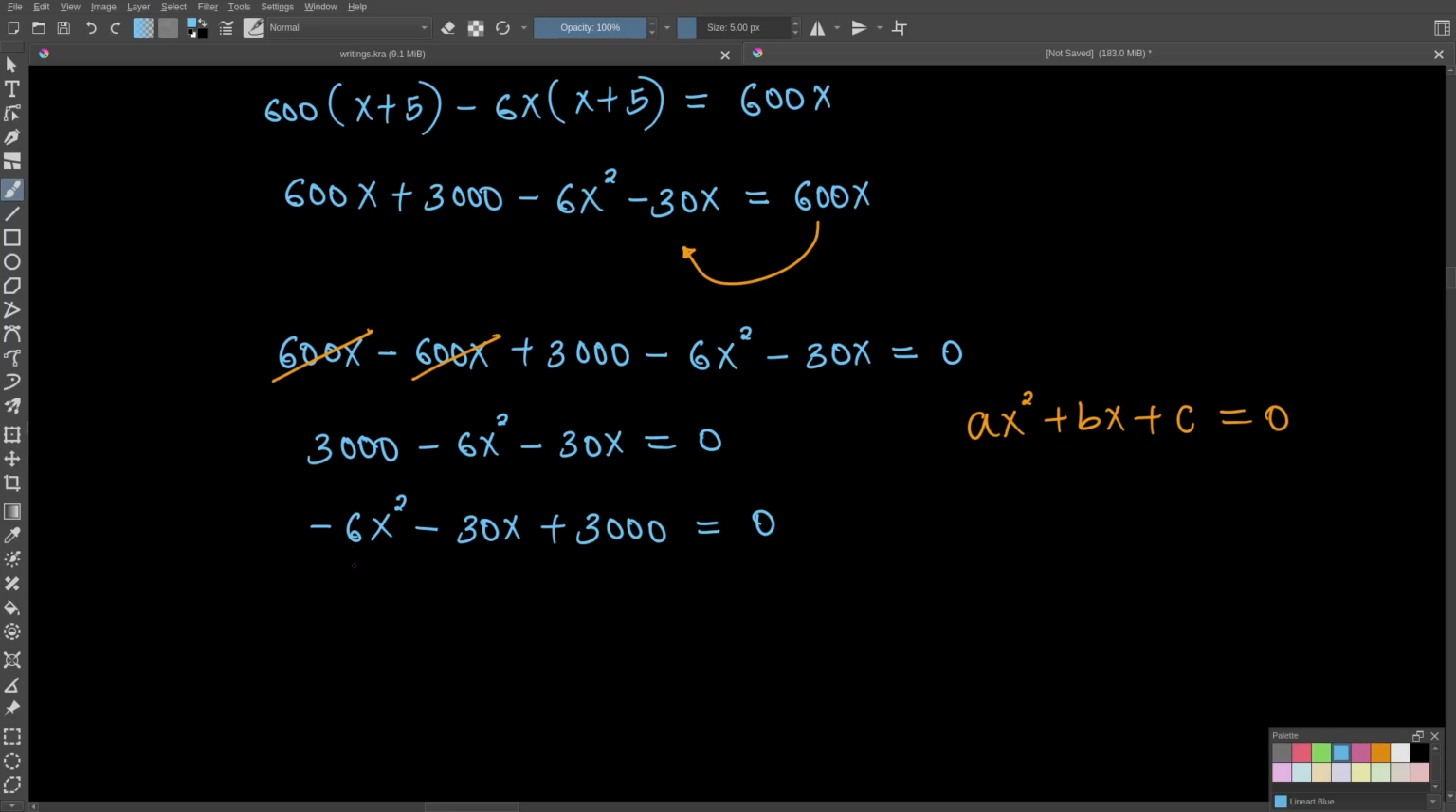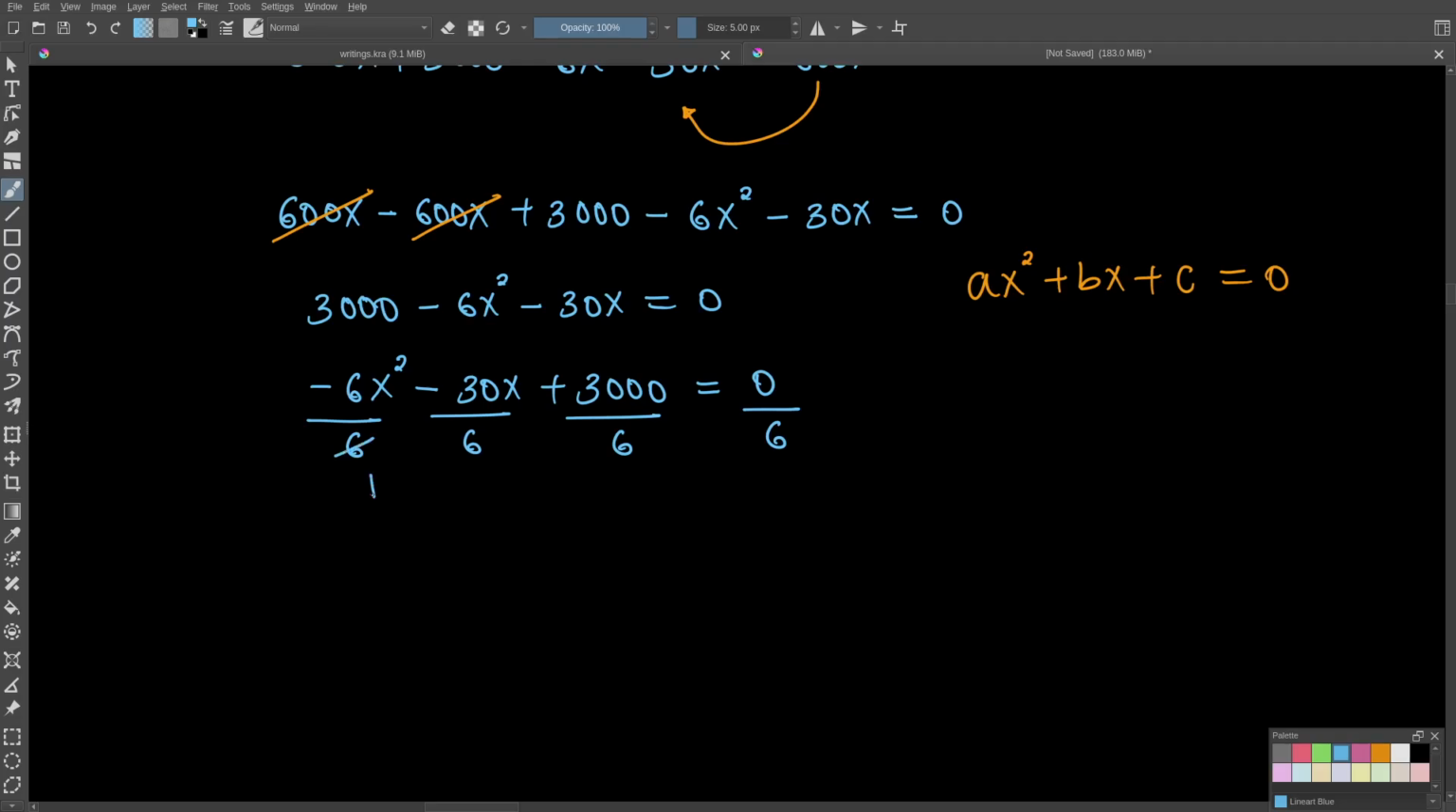Now, notice that this first term, negative 6x squared, is divisible by 6. So is this second term of negative 30x and this c term of 3000. So what we are going to do, since this is an equation, is divide through by that 6 so that we get a simplified version. So we are going to divide every term by 6.